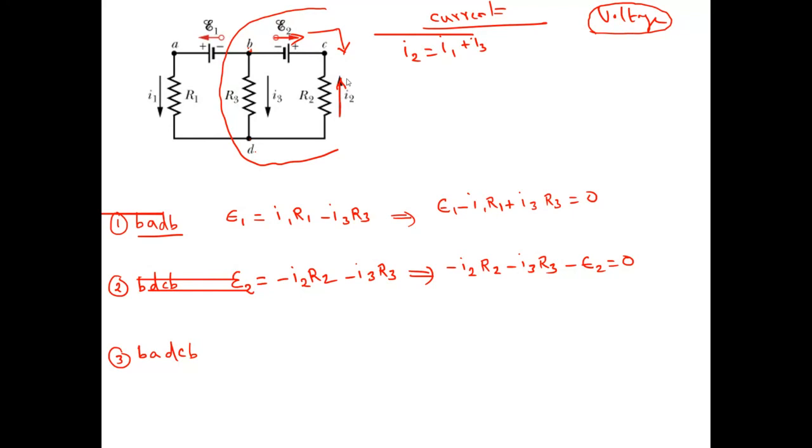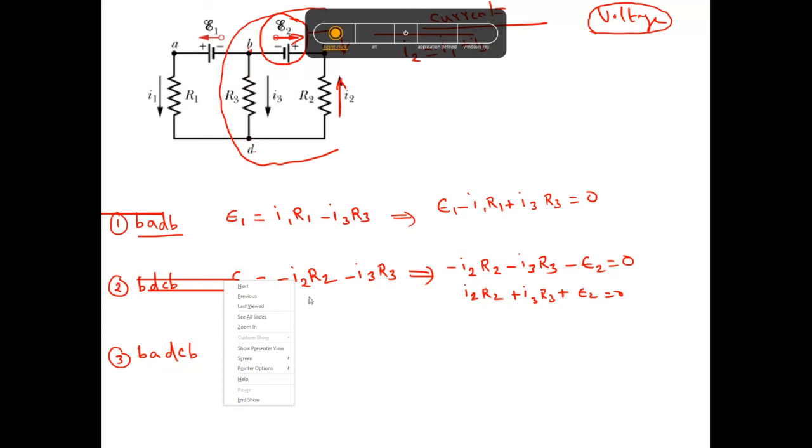Clear? My dear, whenever you solve, please give importance to the battery. Okay? Doctor, we can change the sign to positive, my dear. Yes, no problem. If you multiply by negative, what will you get? I2 R2 plus I3 R3 plus E2. This is also correct. Clear?